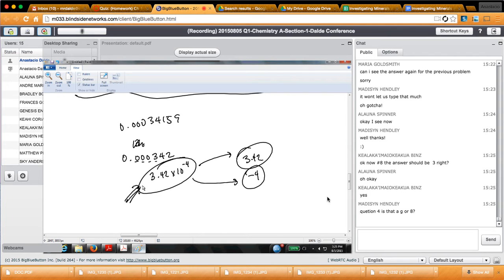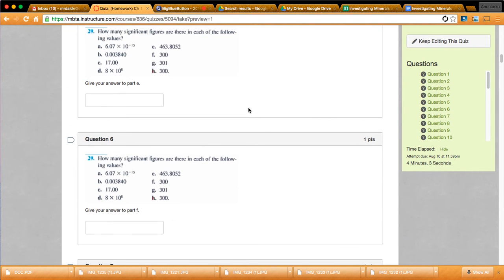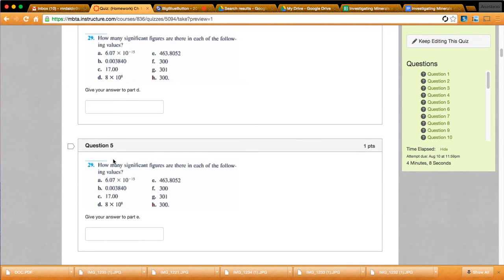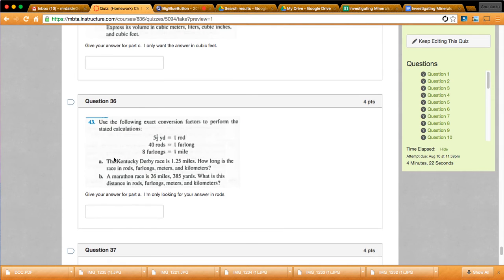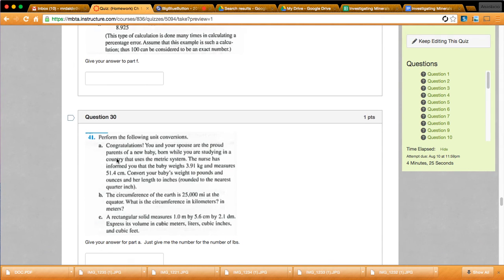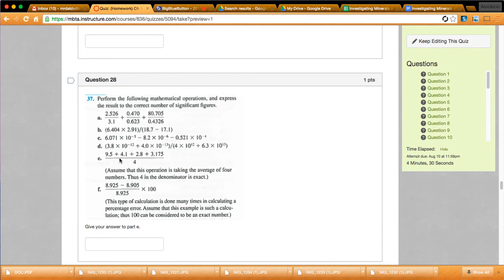Question 4, is that a G or an 8? Oh, I see. Okay. Let me go back to question 4 and take a look. That's got to be an 8. There would be no sense in having it be a G. And by the way, question 4 is 1. I think it only has one sig fig. Remember the scientific notation, the times 10 to the 8th power, that doesn't change the number of significant figures something has.